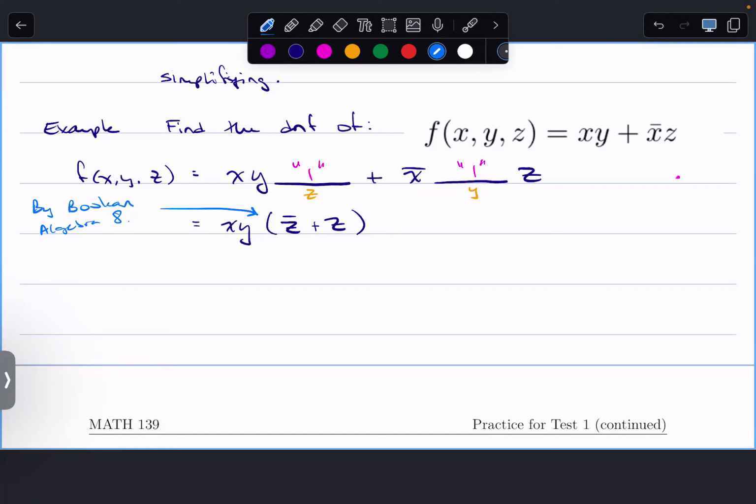And how did you get that second row for x, y, bracket, not z plus z? So here, my secret 1 is actually this.